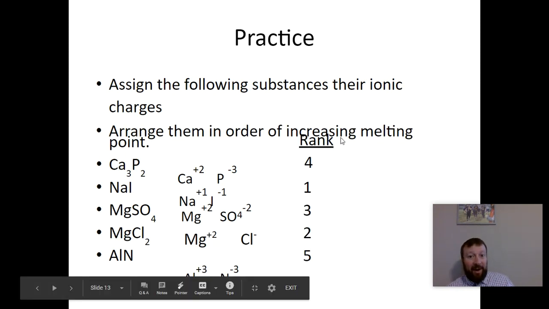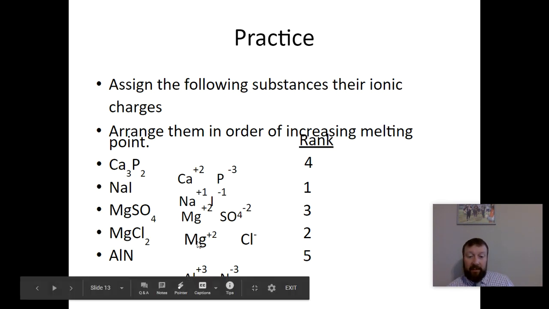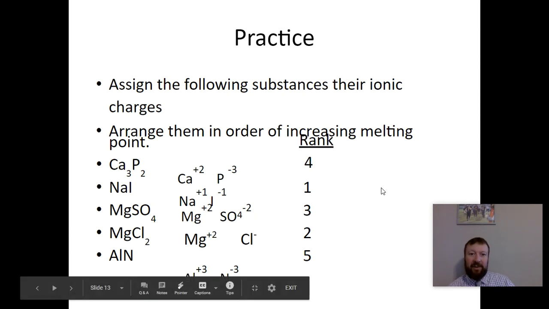Now, if we wanted to rank them according to their melting points, the one with the least amount of ions, look at sodium and iodine, each have just 1 sodium, 1 iodine, so that's 1. If I look at magnesium, it's a 2-to-1 ratio. There are 2 chlorines to 1 magnesium, so that's only 3 total. So that's 2. If I look at magnesium and sulfate, it's +2 and -2. So you have 2 of these and 2 of these. That's 4. That's third ranking, but you're not going to have to rank them.